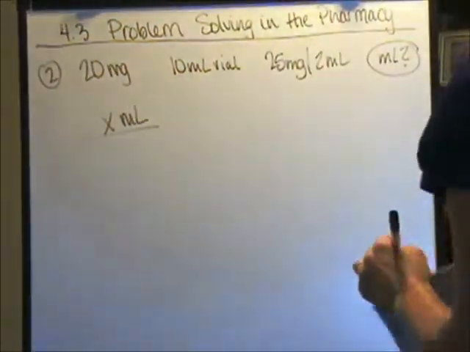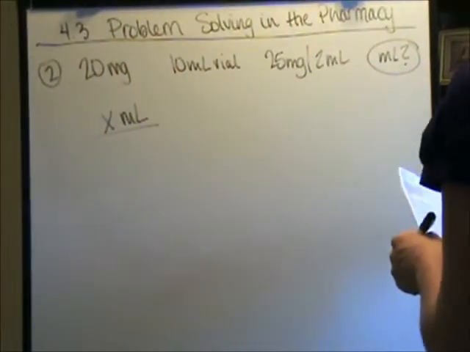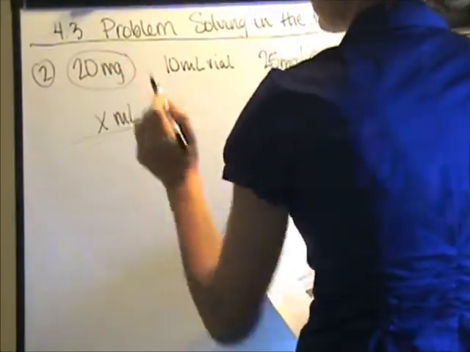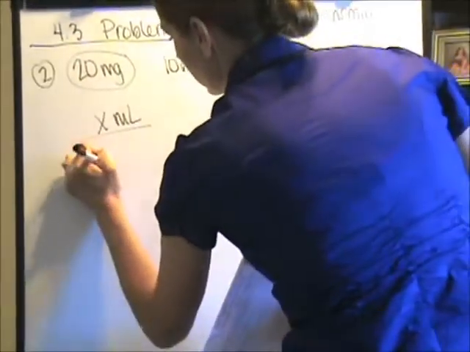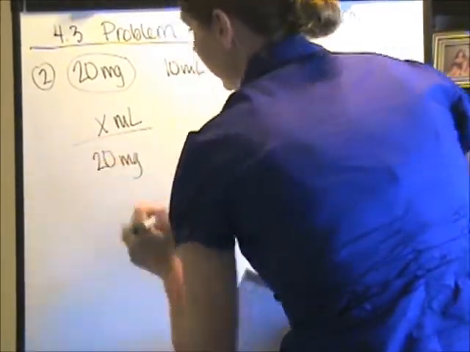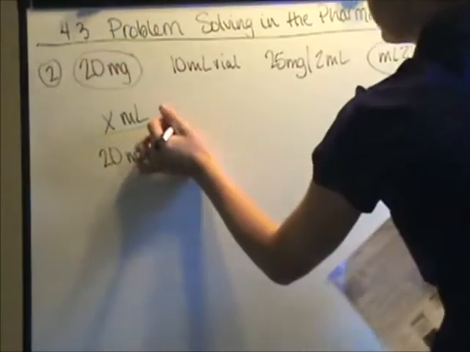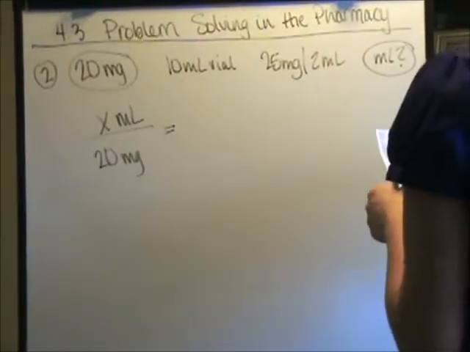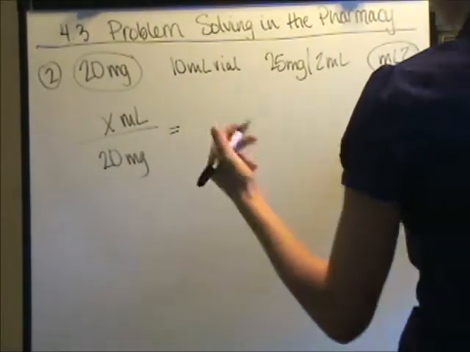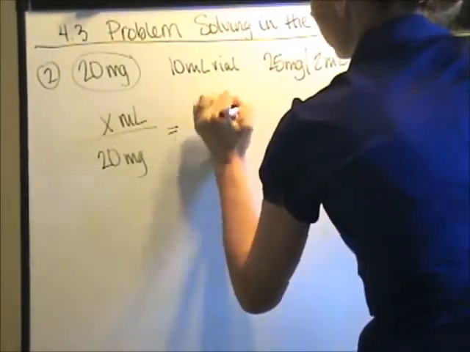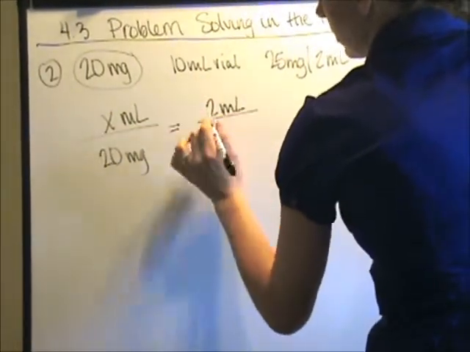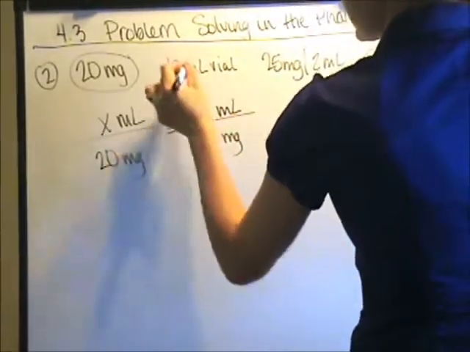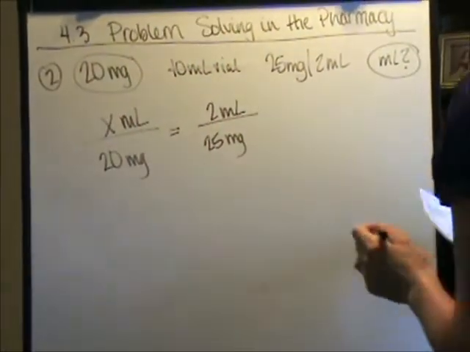So that's going to be our variable, our X, and that is milliliters. We need to figure out what our desired dose is. Well, the prescription is written for 20 milligrams, so we know that that's the desired dose. We just need to find out how many milliliters of it we need. And what does it come in? It's available in a 2 milliliter per 25 milligram solution. We know the milliliter is going to go on top because that matches up with what's on our other side. And the 10 ml vial is extraneous. We're not too worried about that.